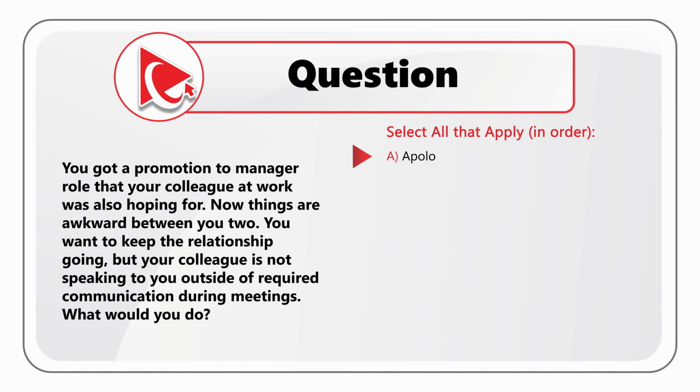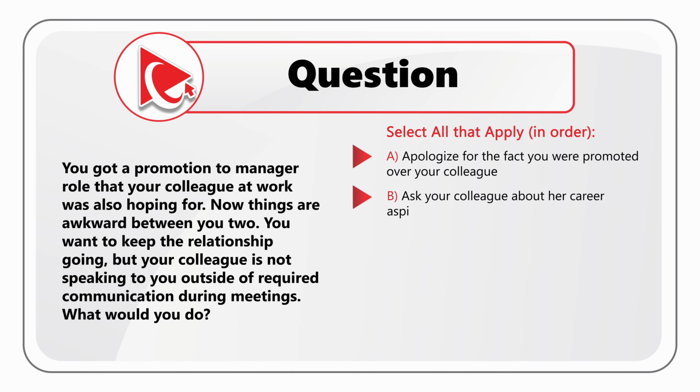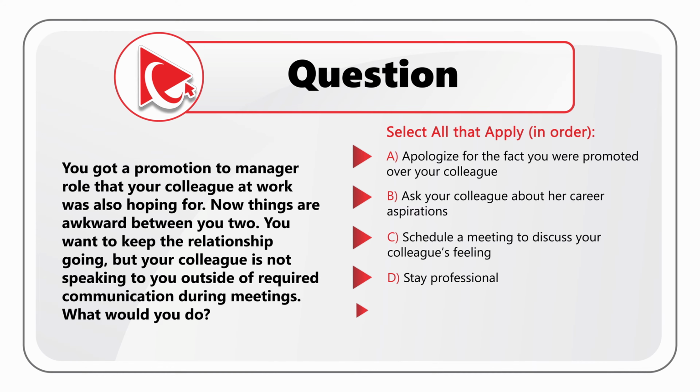Choice A. Apologize for the fact that you were promoted over your colleague. Choice B. Ask your colleague about her career aspirations. Choice C. Schedule a meeting to discuss your colleague's feelings. Choice D. Stay professional. Choice E. Prepare the 30-day action plan as a manager of the department.